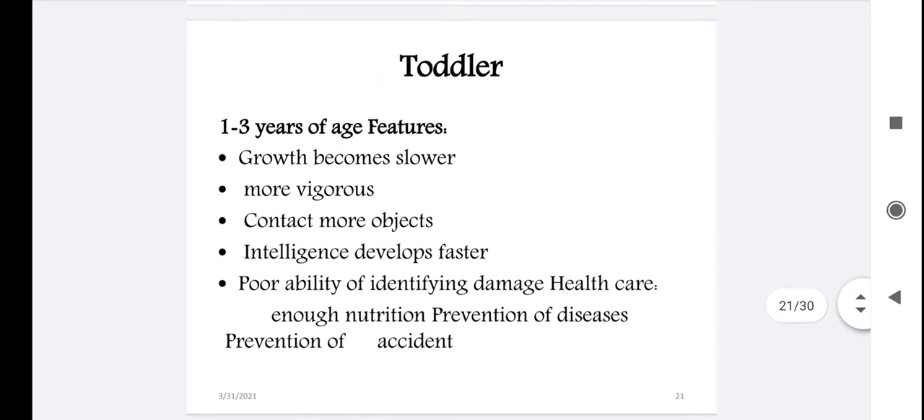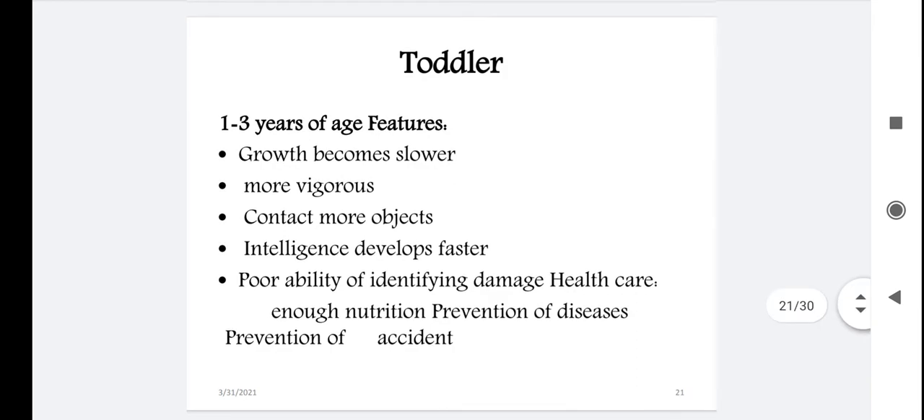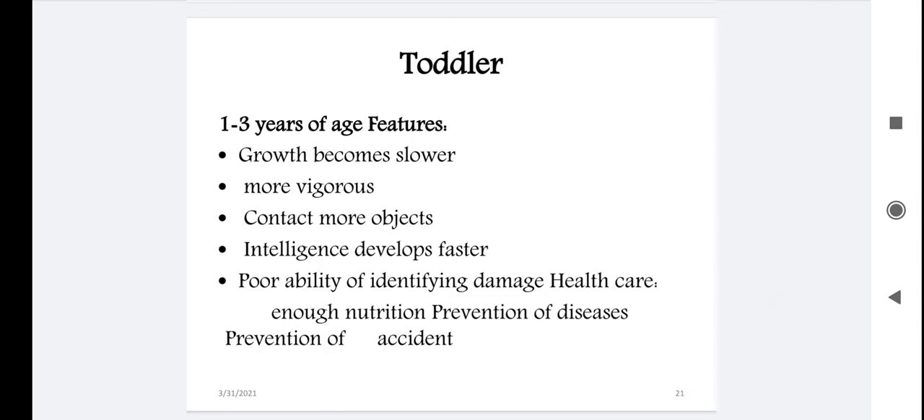After that starts the toddler period. This is from 1 to 3 years of age. Here the features are growth becomes slower, more vigorous, contact more objects, intelligence develops faster, poor ability to identify damage. Health care: enough nutrition, prevention of disease, prevention of accidents. In this stage, the child starts to get to know the environment around him and is more active, so it is a stage with a risk of accidents for children.